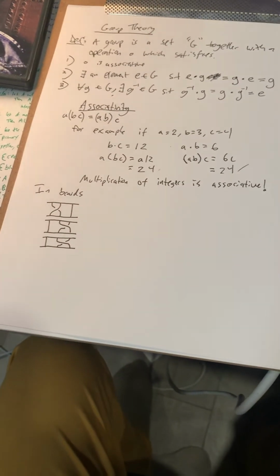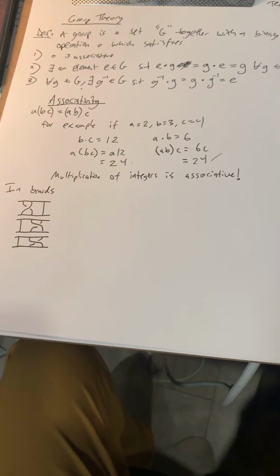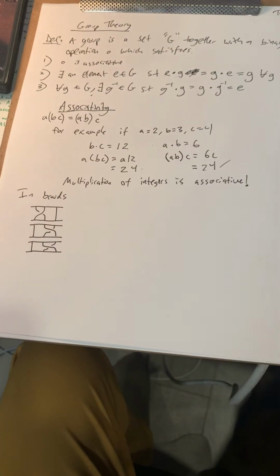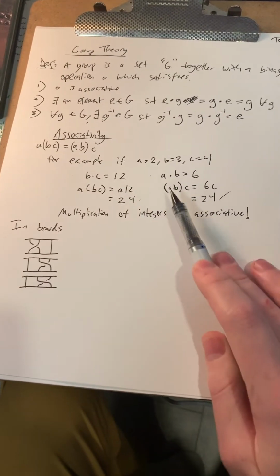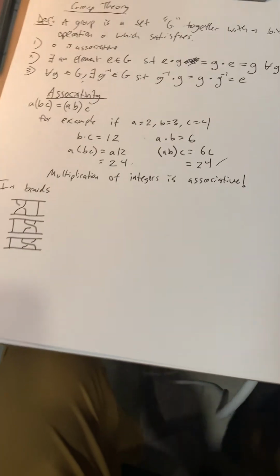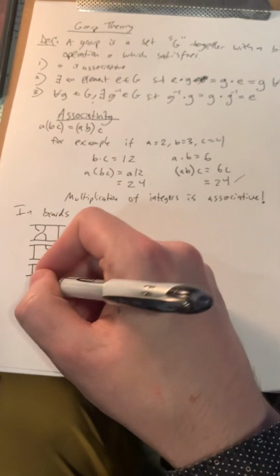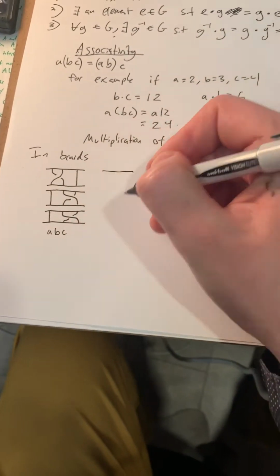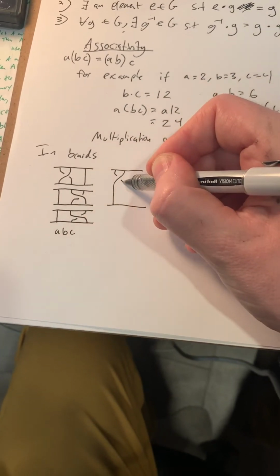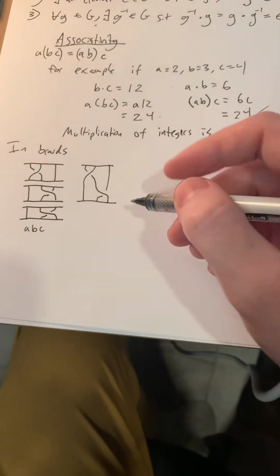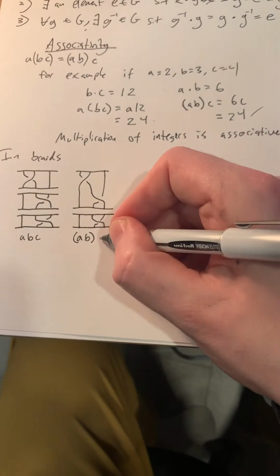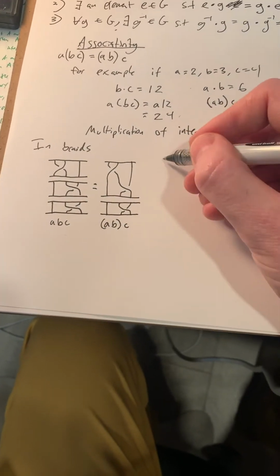The multiplication of integers is associative, as is a number of different operations. And any group that we're going to be dealing with, if it is a group, such as the braid group, then that means it has to be associative. In braids, we can demonstrate A(BC) equals (AB)C in the following way. If here we have three braids, and this is our A(BC) setup. And then what follows here is our (AB)C setup. It should be clear that these are equivalent.